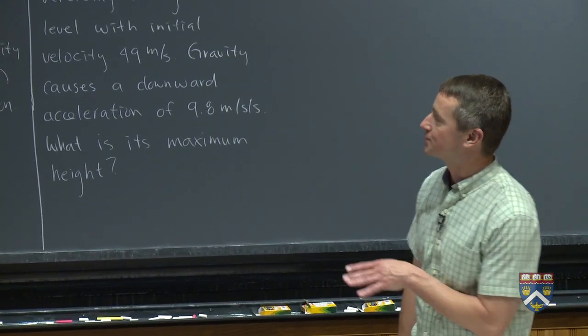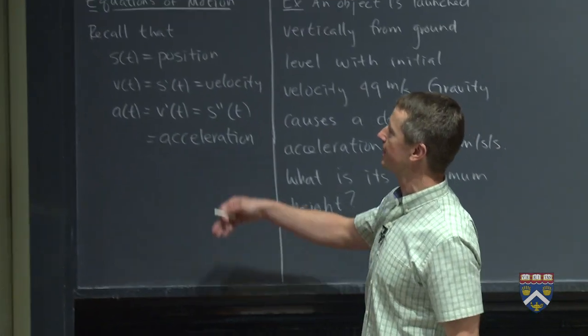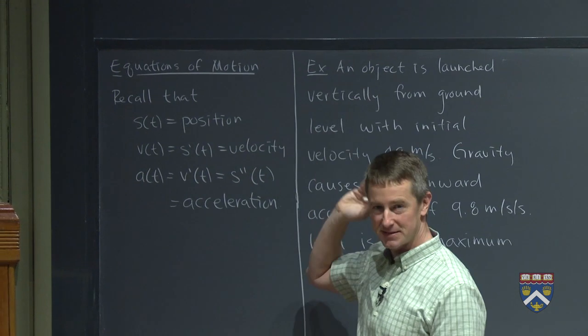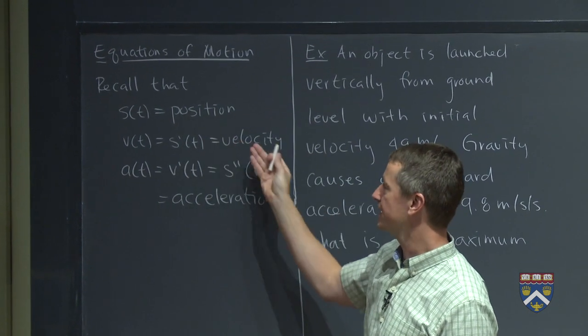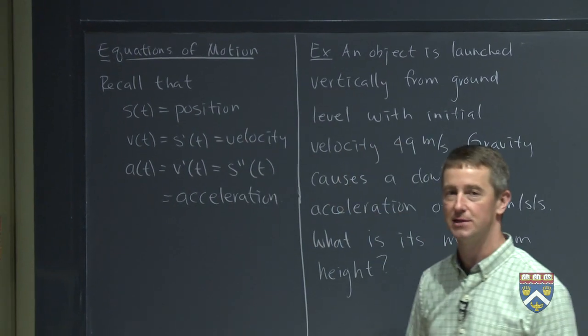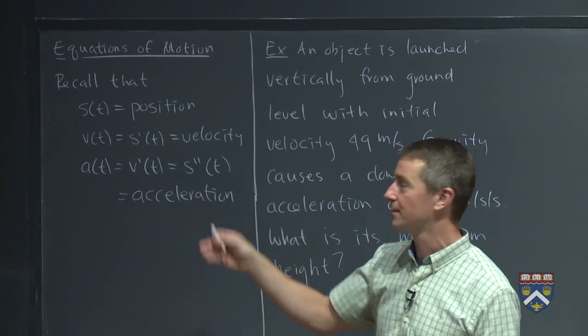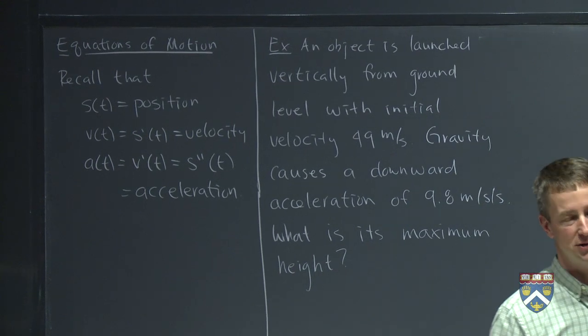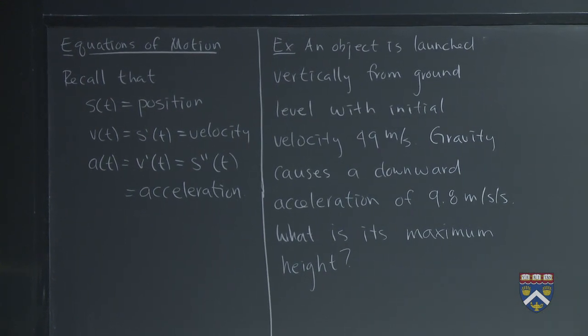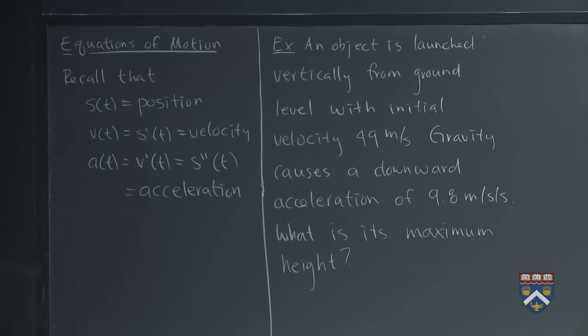So let's just remind ourselves of our different functions here. We agreed to use s of t for position, v of t for velocity, that's the derivative of position, and then a of t for the derivative of velocity, or the second derivative of position, and we called that acceleration. We also talked about the ones that come after that. They had some funny names in that video back then.